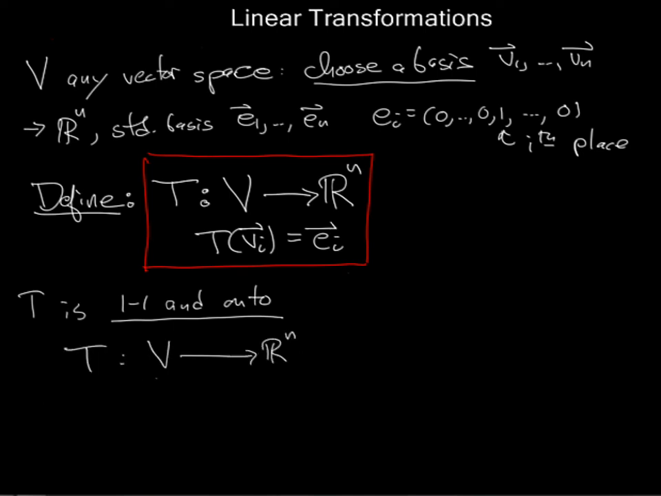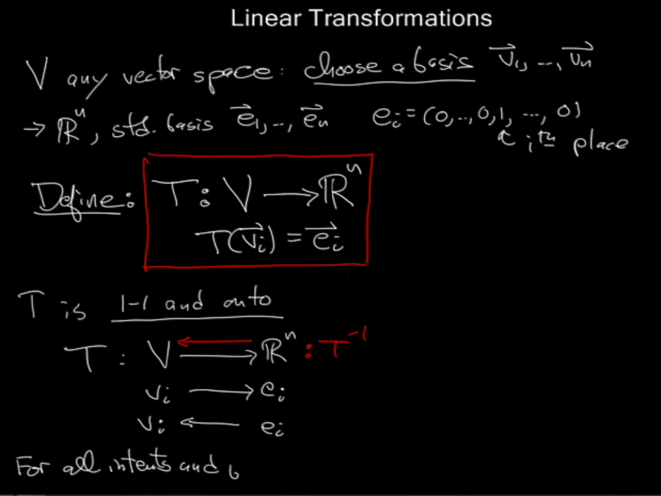So it sort of identifies V with Rn. You identify Vi with Ei by the linear transformation T. And there's a linear transformation T inverse going in the other direction, just taking Ei to Vi. And so what this says is that for all intents and purposes, this vector space really can be thought of as Rn. It's in bijection with it. You can identify it in an elementary way.